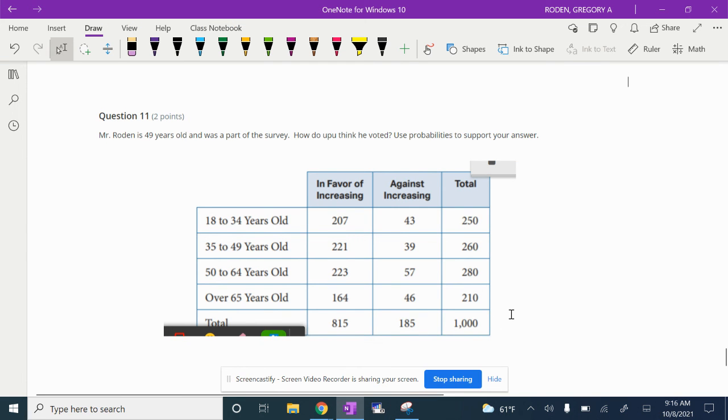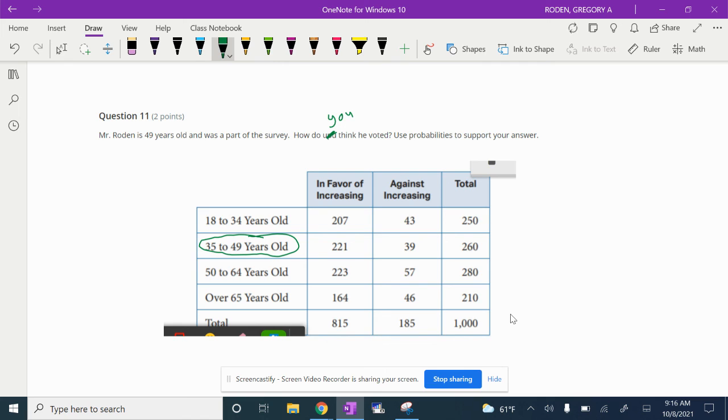Okay, so then we have a two-way table here. Sorry for my little typos here, guys. Mr. Roden is 49 years old and was part of the survey. How do you think he voted? Well, pretty simple. You look at, where's Mr. Roden? He's right at the 49, 35 to 49, just at the very tippy top of this. Well, look at what happened. 222 in that age voted for it, and only 39 voted against it.